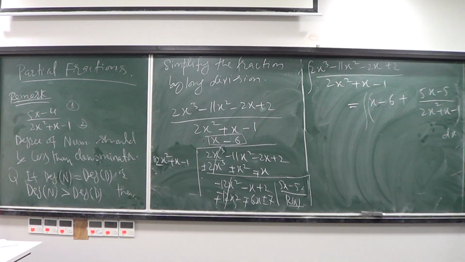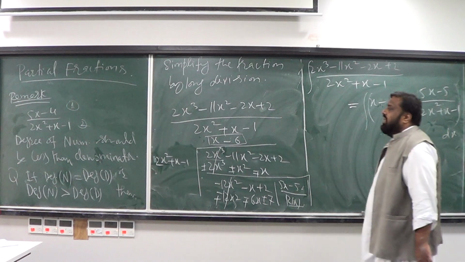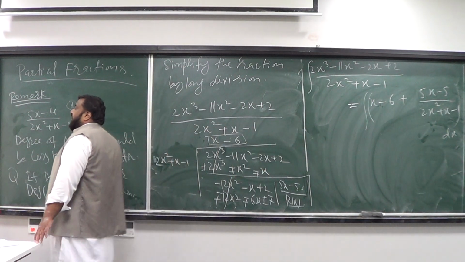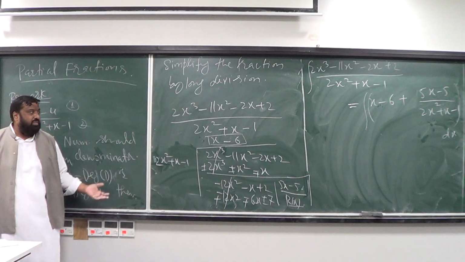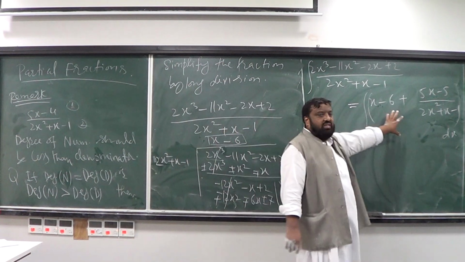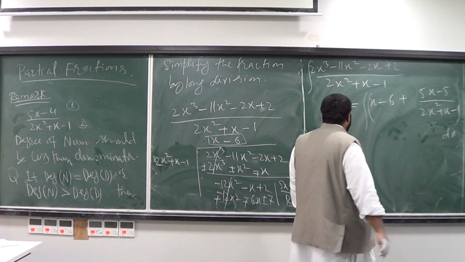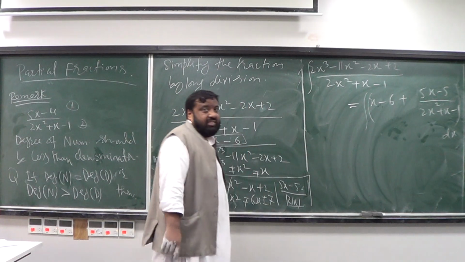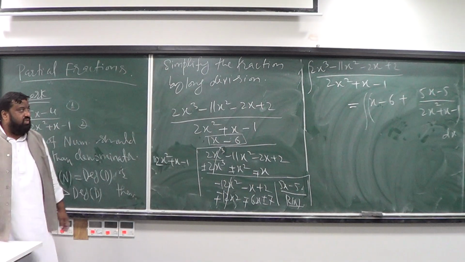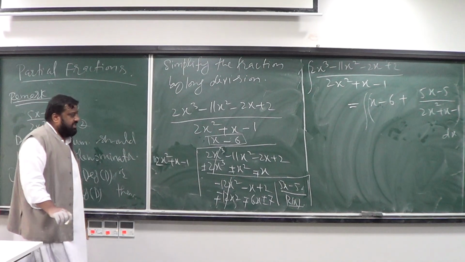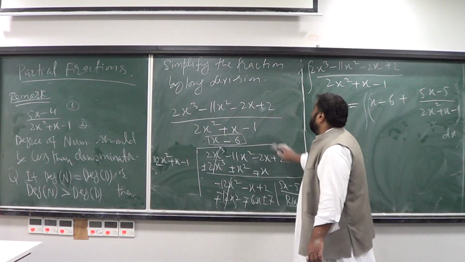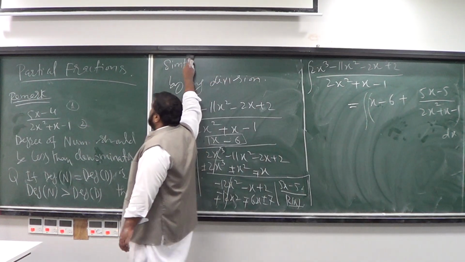So the first remark is that if the degree of the numerator is greater than or equal to the degree of the denominator, then do the long division and simplify it. This is basic level mathematics, 8th, 10th, O levels mathematics. I hope you know this basic stuff. So that's the first remark that I must say. What should be the second remark?